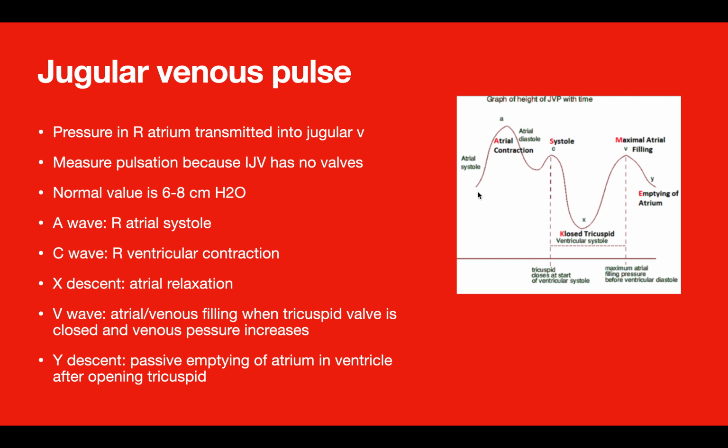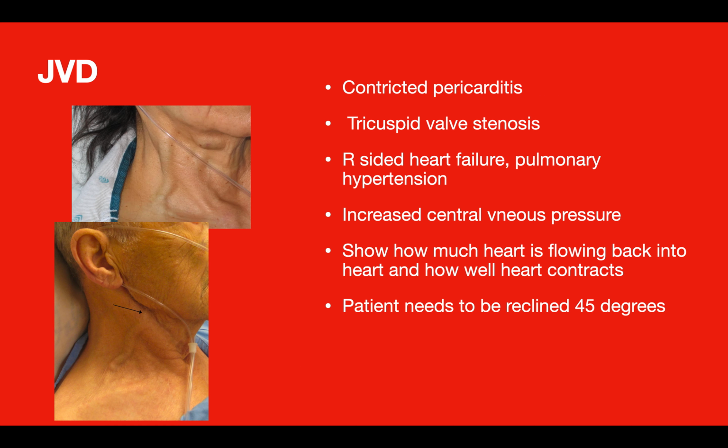So I guess this is a pretty nice graph about this. So A, S, K, M, E: contraction, systole with the C, X with the K, M for the V wave, and then E. So A, S, K, M, E. Sounds like a test, isn't it?